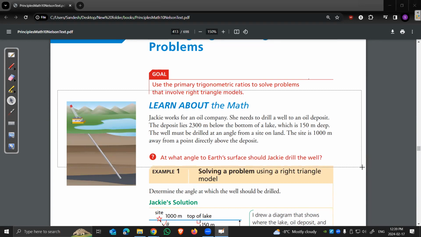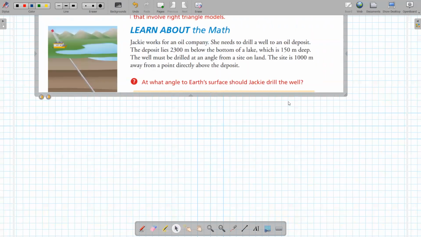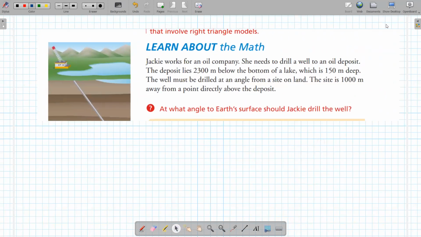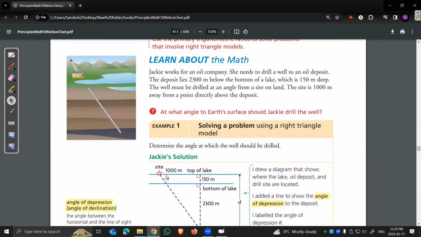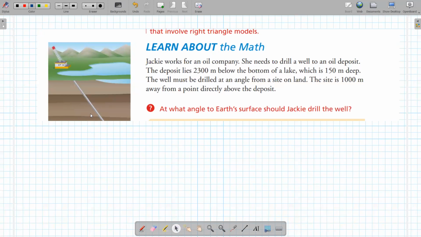What is going on in this question? Just steal their diagram here. Actually, do we need to? Let's see. All right, let's see if we can figure this out.